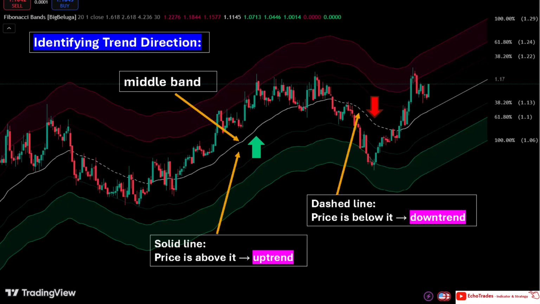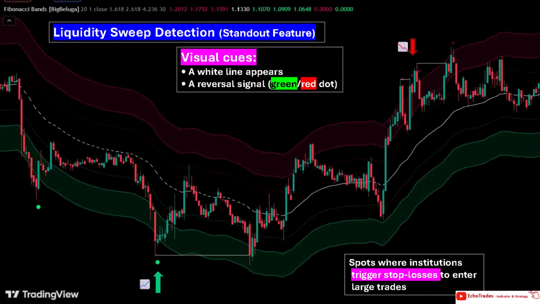But markets can be tricky. What about those moments where it looks like a move is happening, but then it snaps back? The fakeouts. Does this thing help with that? Now, this is where it gets really interesting, I think. A key feature is what they call liquidity sweep detection. It's designed to spot when big institutions might be deliberately triggering stop-loss orders before making their real move. You'll see a white line pop up on the chart when the indicator thinks this is happening. And then, crucially, you look for a green or red dot signal right after, suggesting the reversal is actually starting. It's like a little window into those institutional games. Wow, okay. That's quite an edge if it works.